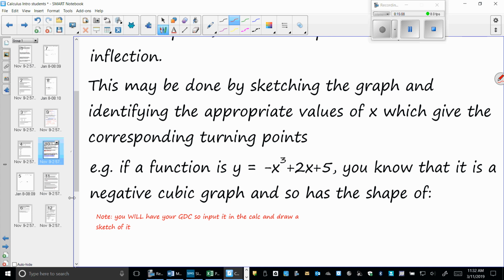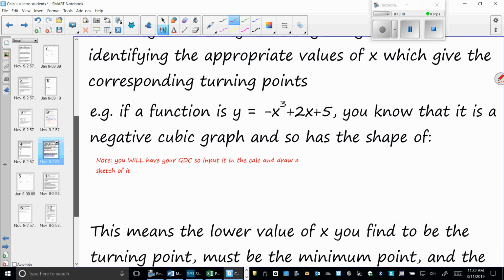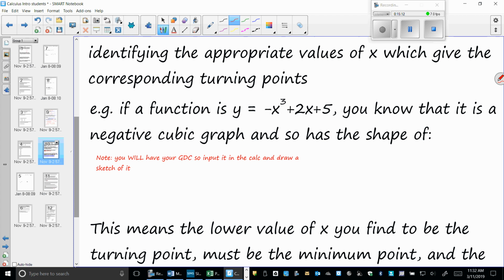Okay, well, so let's do this one like that. So here's negative x cubed minus 2x plus 5. Now, I've said here, you know it's a negative cubic graph, but we haven't really talked about negative cubic graphs, have we? So ignore that statement, but let's chuck that into our calcs. So those of you with your graphical calculators, can you chuck it in? It'll be good practice for you.